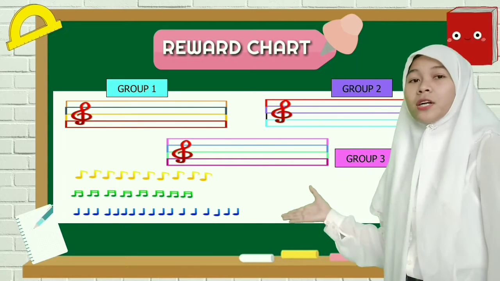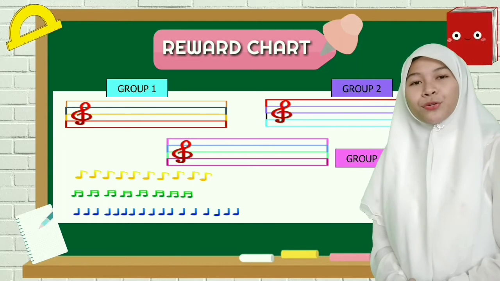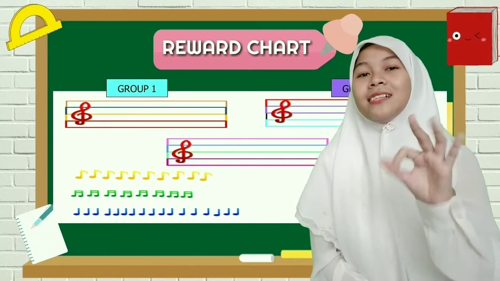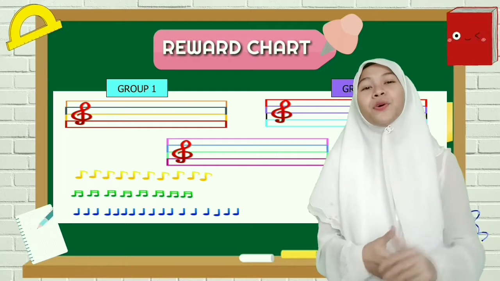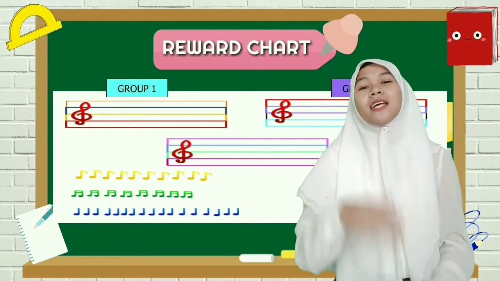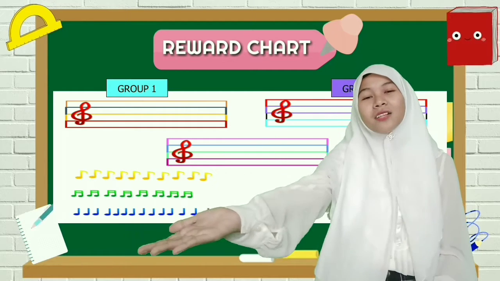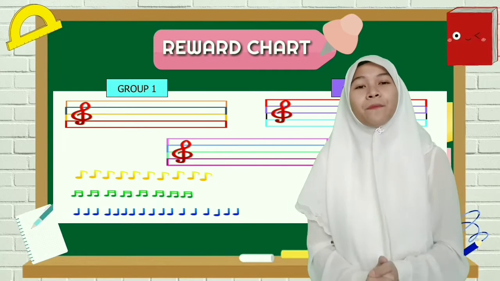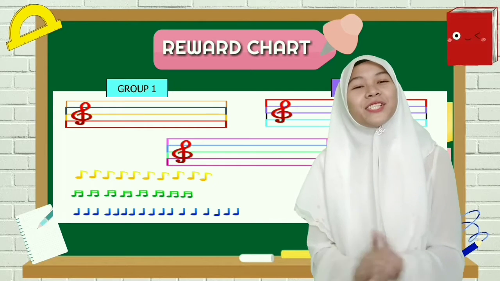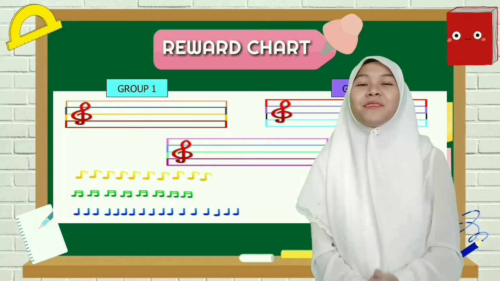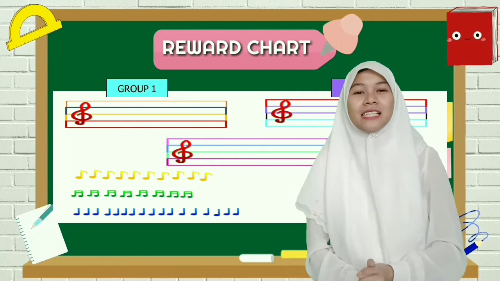We have 3 bars which represent your groups. So, let's group the class into 3. Let us start from this left row. You will be group 1. The middle column is group 2 and the right column will be group 3. Please do remember your group number, okay? Because you will be group mates for today's activity.